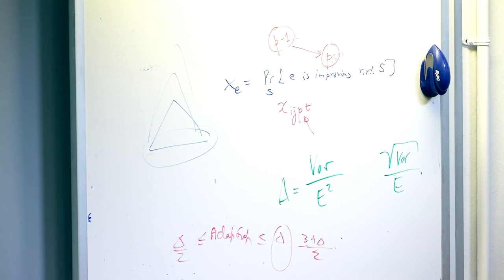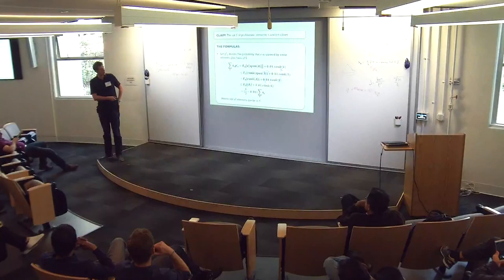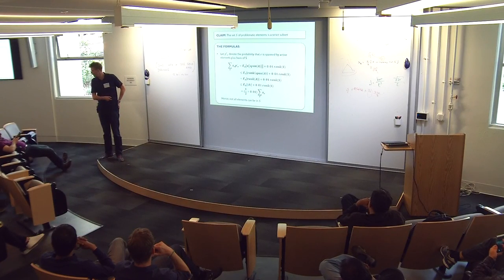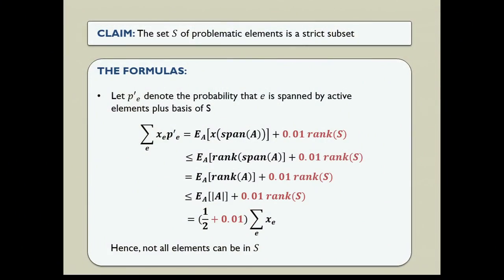Why are these events, that the different elements of the ground set are being spanned, independent exactly? They are not independent. Okay. But I still think it works because the only place where you use some independence is not in this proof. The probability of being spanned should not change dramatically if I assume that you're improving.